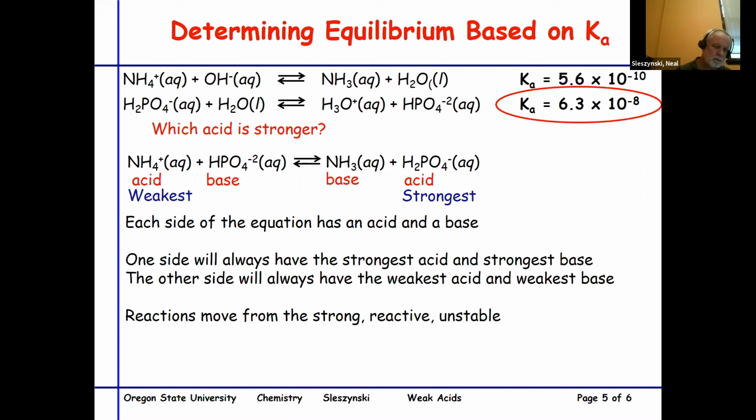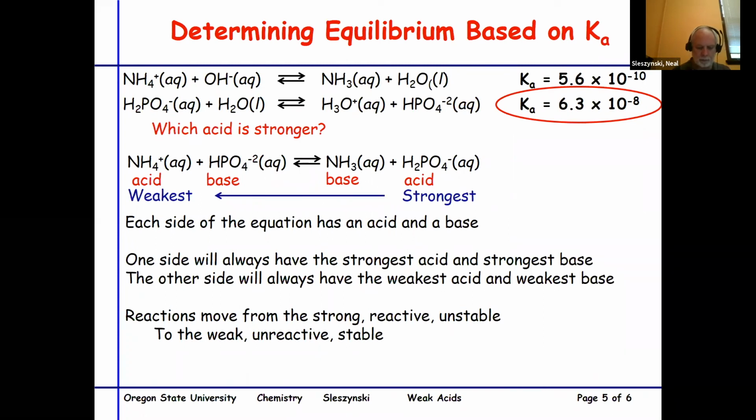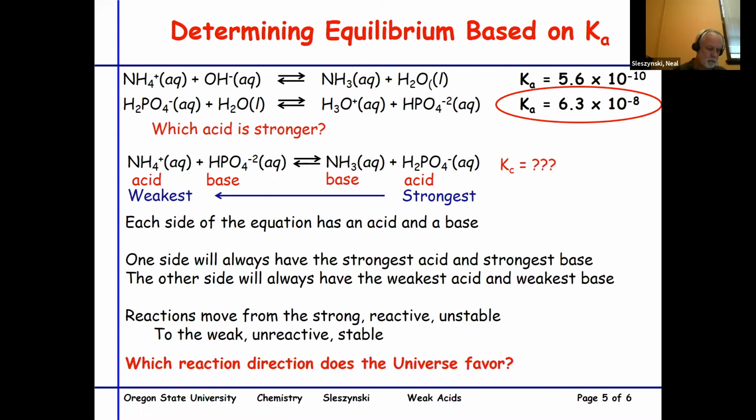We know from our discussions of thermodynamics in the universe that reactions always move from strong reactive unstable molecules to weak unreactive stable molecules, and the difference in energy is liberated to the external surroundings. That means that this equilibrium will shift from the strongest acid base to the weakest acid base, meaning that this equilibrium will lie to the left.